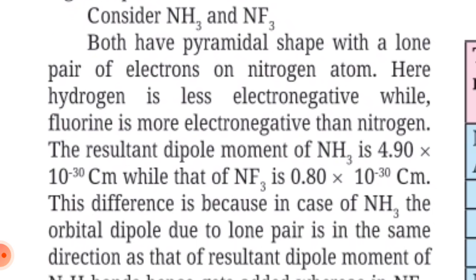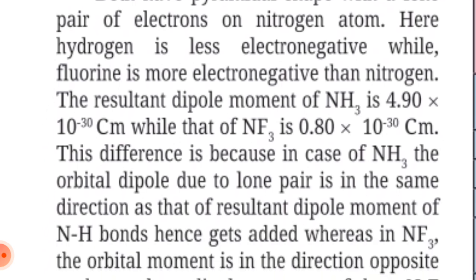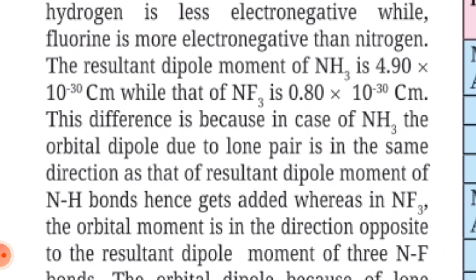Consider ammonia and nitrogen trifluoride. Both have pyramidal shape with a lone pair of electrons on the nitrogen atom. Here hydrogen is less electronegative while fluorine is more electronegative than nitrogen. The resultant dipole moment of ammonia is 4.90 × 10 minus 30 coulomb meter, while that of nitrogen trifluoride is 0.80 × 10 minus 30 coulomb meter.